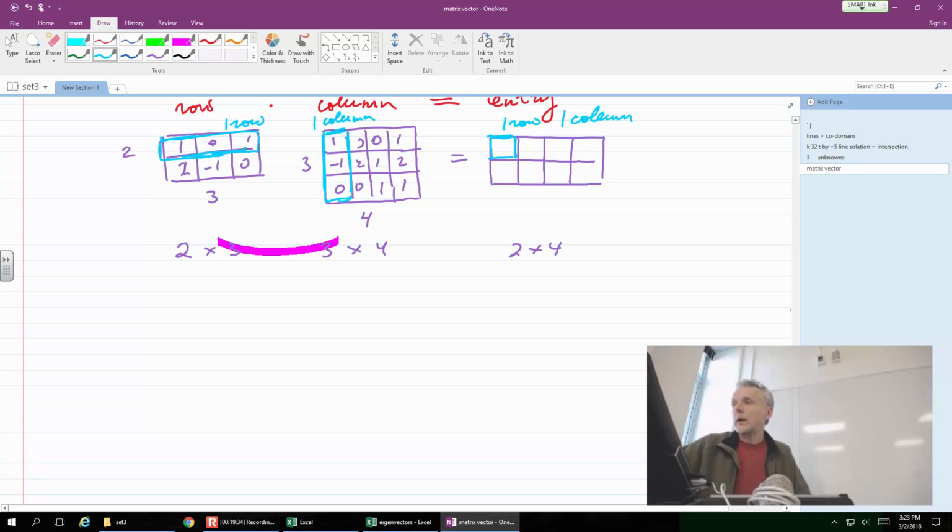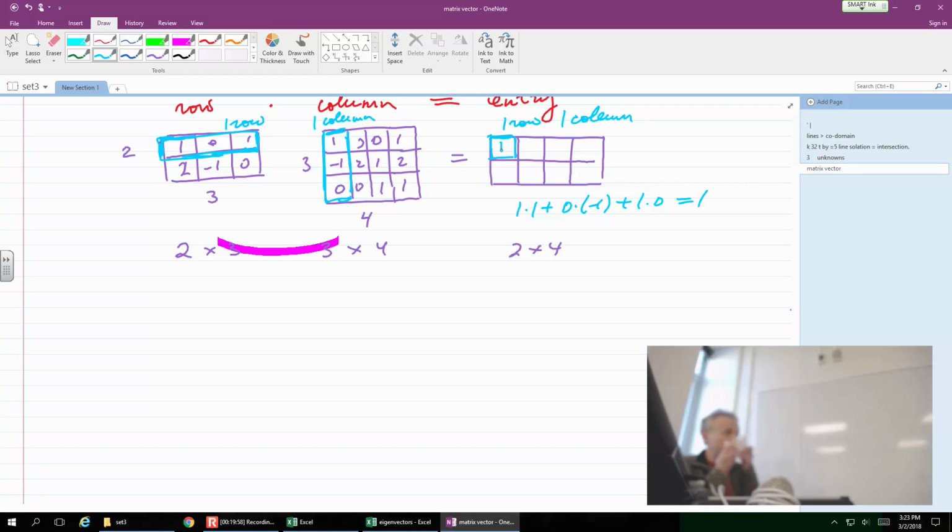And then I do the dot product. Okay, so as you can see, 1 times 1 plus 0 times negative 1 plus 1 times 0, so the answer is 1, and that's how I put 1 here. Okay, so that's all there is. That's the whole dot product multiplication of one single entry. And then you can certainly do more of this.